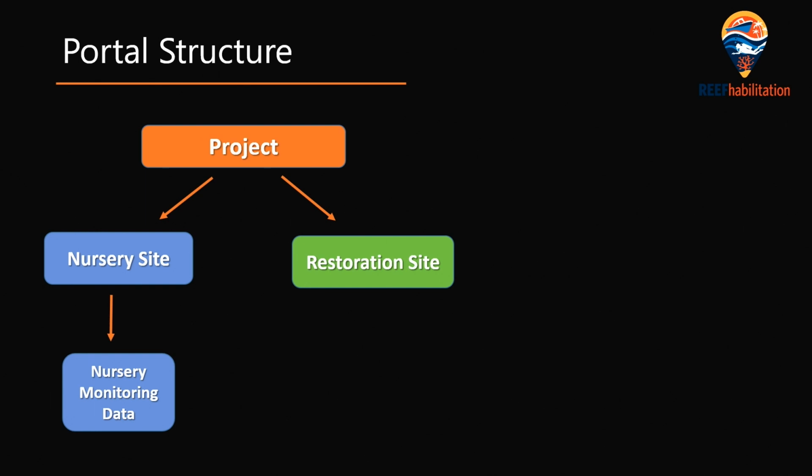And then finally, we have data about your sites. So the monitoring data or the outplant data is logged per monitoring date. So each date we call that an event. So for nursery monitoring data on a specific date, you would just log basically what species and the number of colonies are in your nursery.